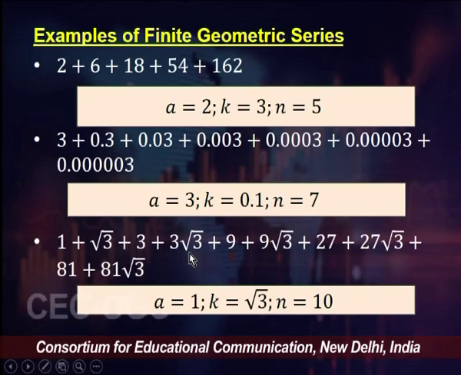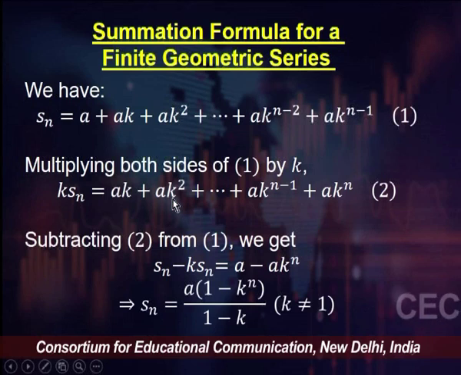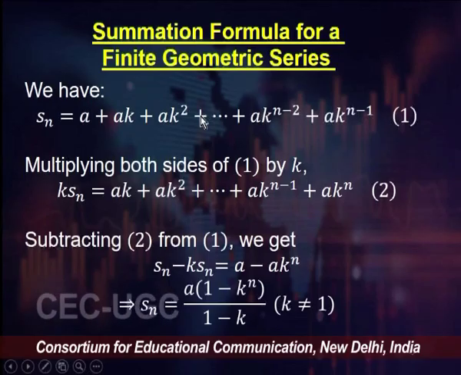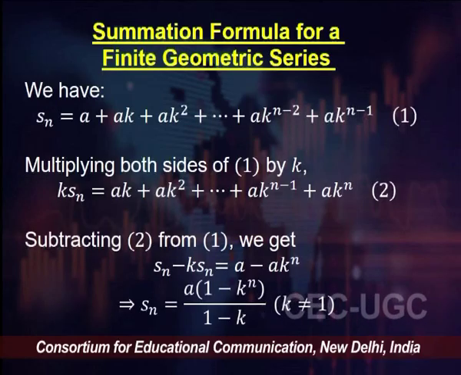So, these are the three components that you have to look out for. Now, what we are interested in is a summation formula for a finite geometric series. What exactly does this finite geometric series sum up to? What exactly do these terms sum up to?